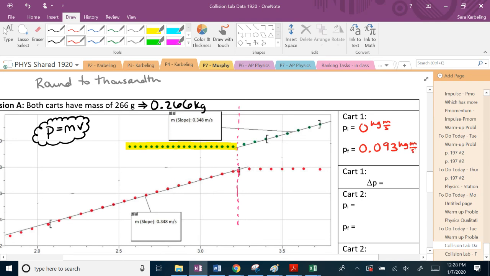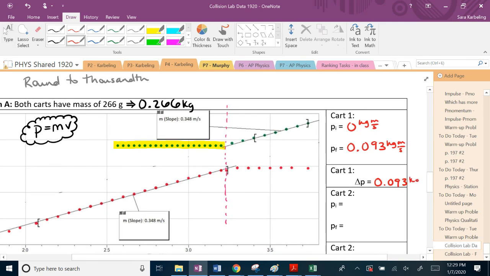Kilogram meter per second. What does this little triangle here mean? Change in. Change in means final minus initial. So stay focused with me, friends. This is not a hard question. What is 0.093 minus 0? Can you tell me? Yay for you guys listening and making that make sense. 0.093. It is. All right.